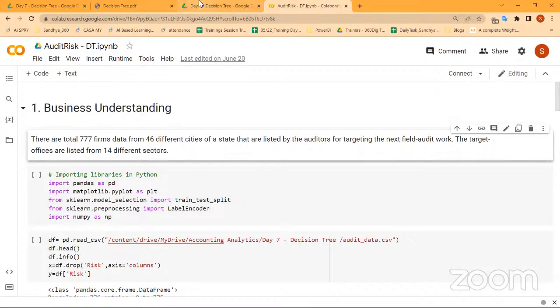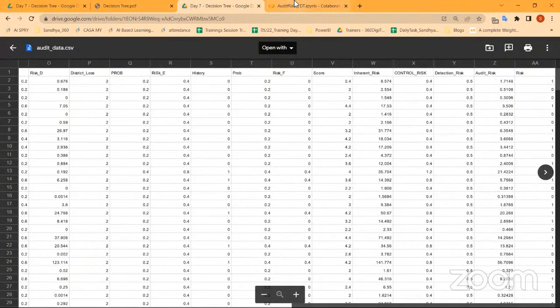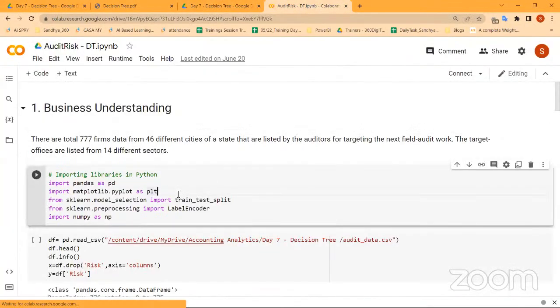So this is the data that we just saw. And always, the first step while writing the Python program is importing the libraries. So here I'm importing the pandas library, and also matplotlib and, of course, sklearn. In sklearn, I'm using train_test_split, and in sklearn preprocessing, we have the LabelEncoder, which helps us convert our data into categorical data.